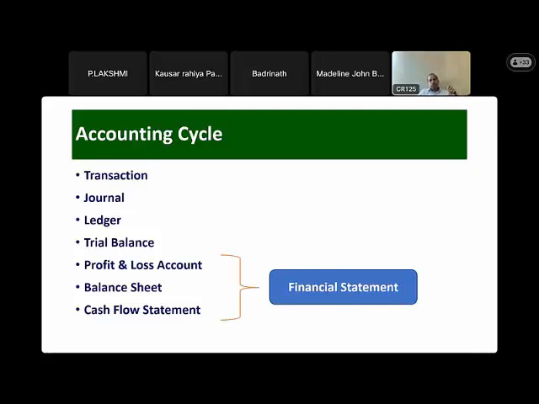So now we understood what accounting is: an information providing system. What information does accounting provide? Financial statements, right? If somebody wants to know the financial statements, they have to understand all this process. All right, guys, this is all about the accounting process.